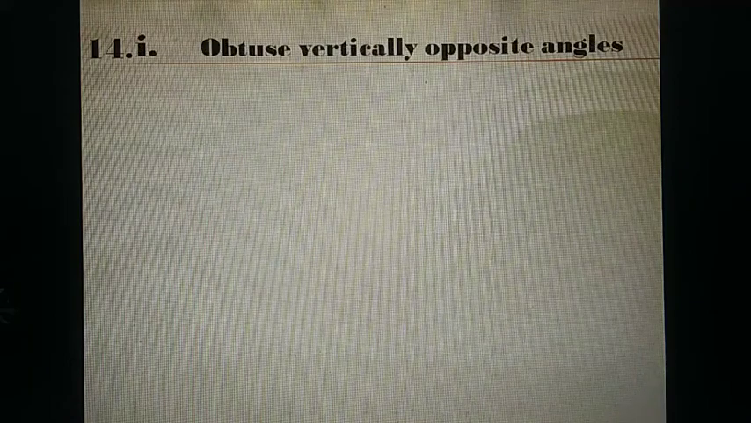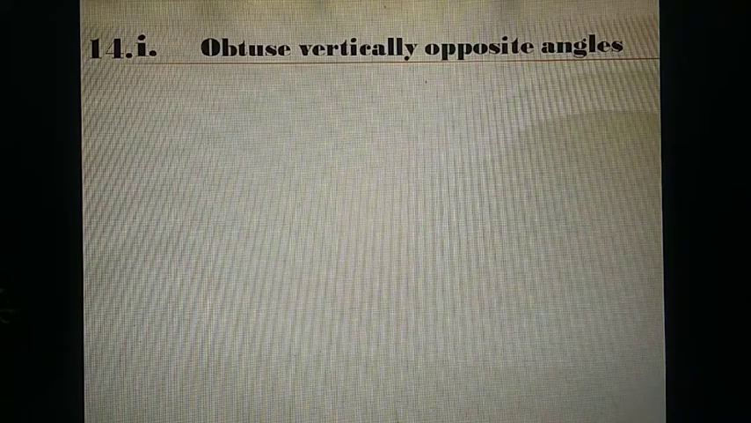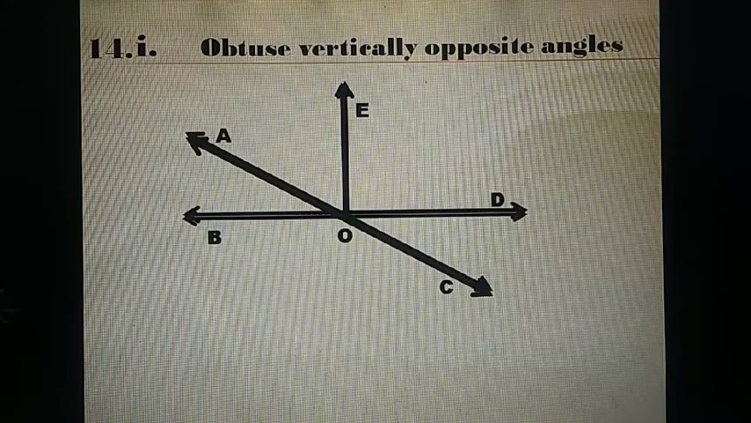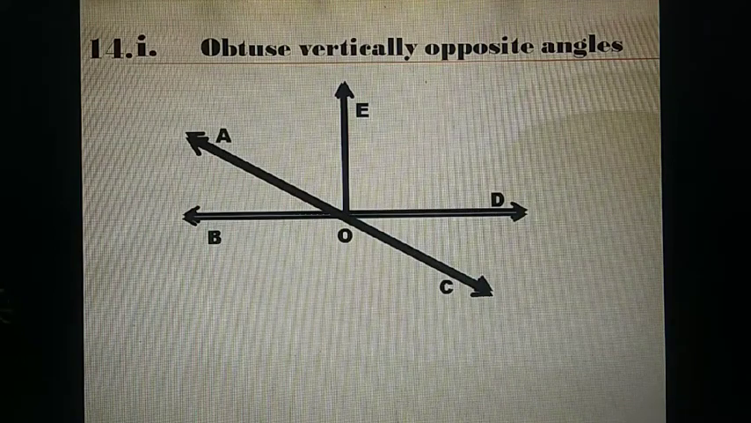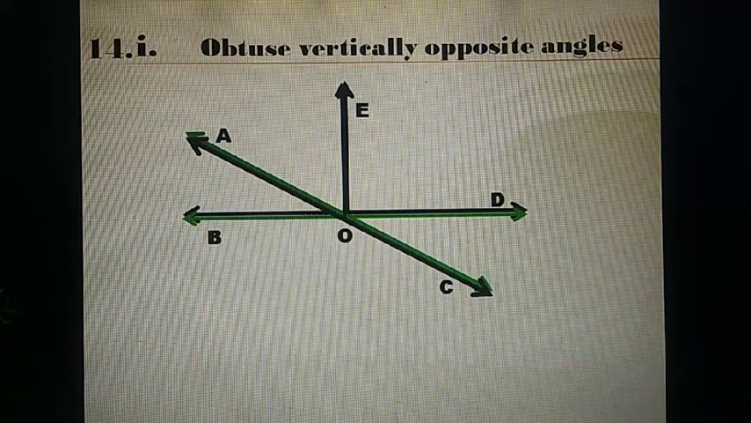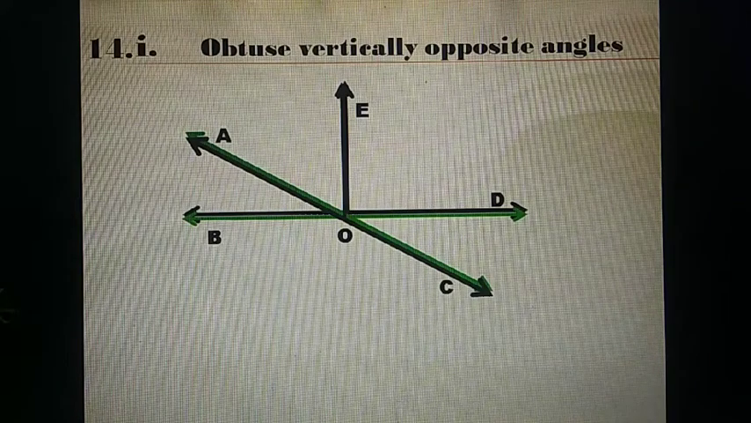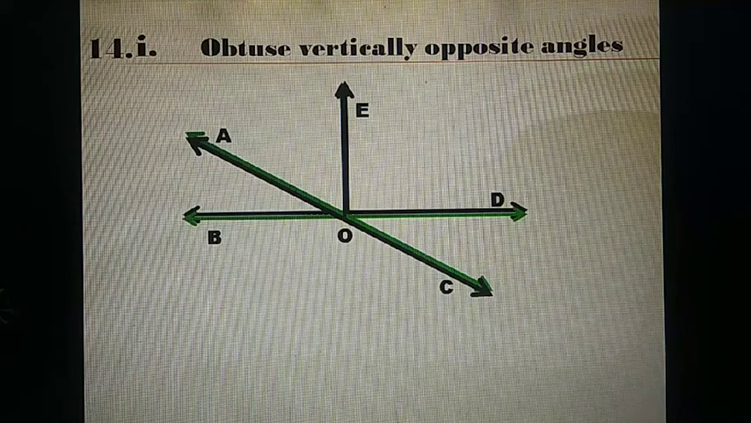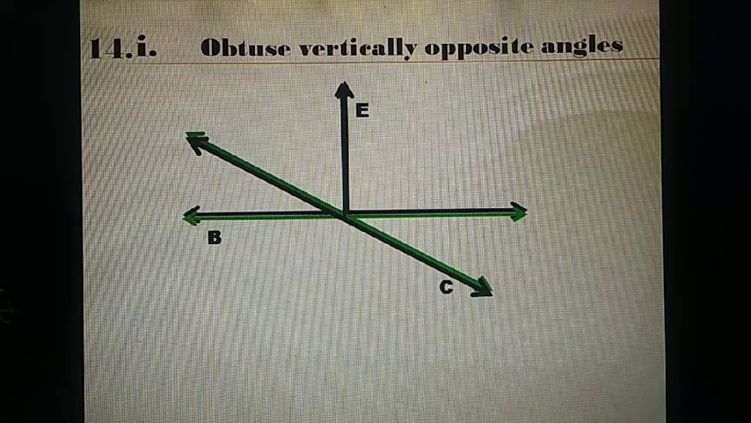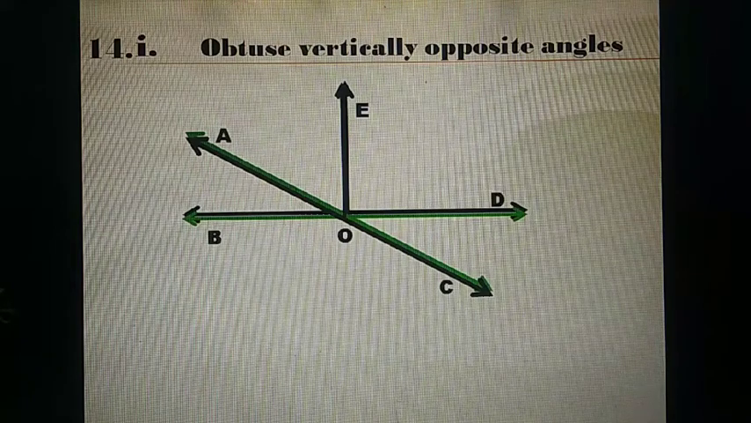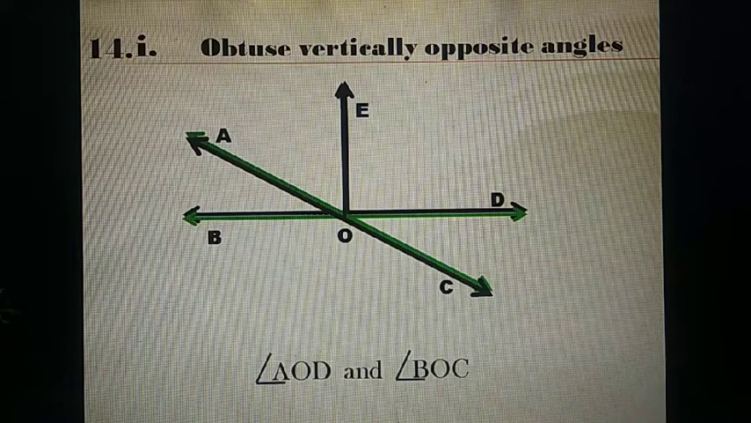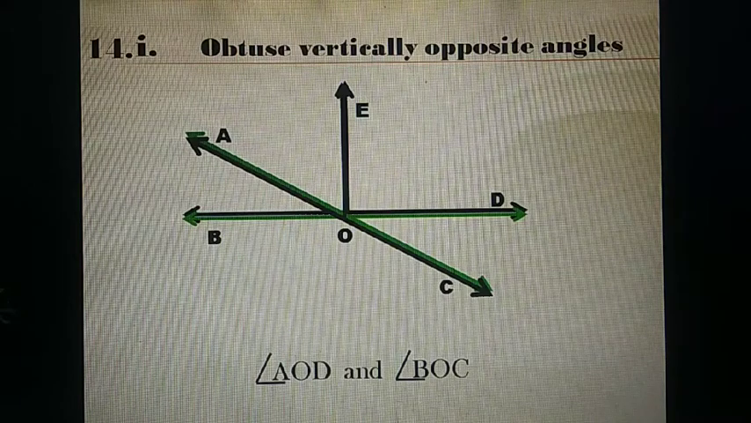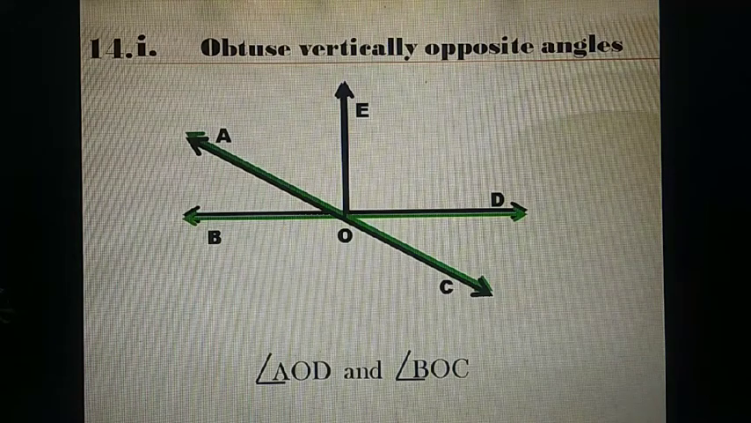Moving to question number 14. Now again in the adjoining figure, name the following pairs of angles. The first is obtuse vertically opposite angles. Vertically means first shade the two lines which are crossing each other. Here you can see angle AOB and angle DOC are acute angles. They are less than 90 degrees. So the angles left are AOD and BOC. So the sets angle AOD and angle BOC are obtuse vertically opposite angles.